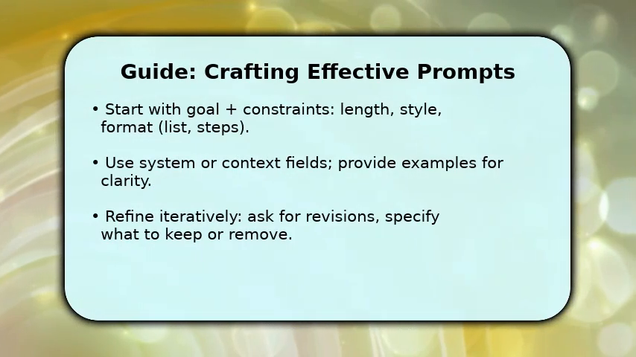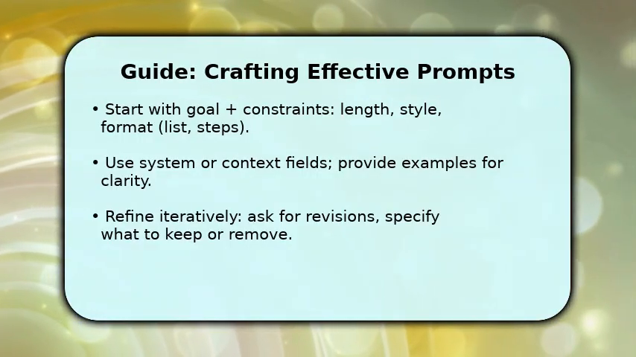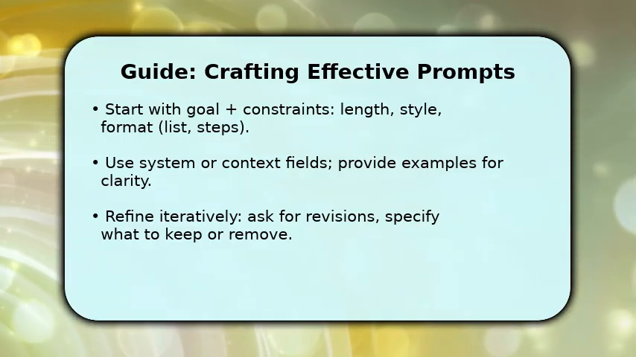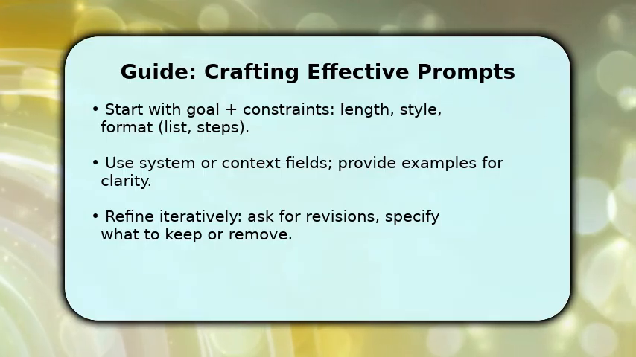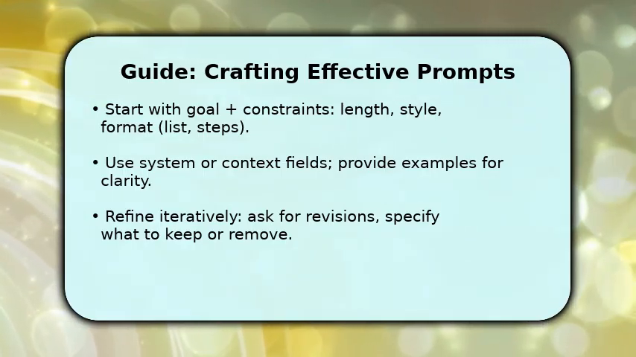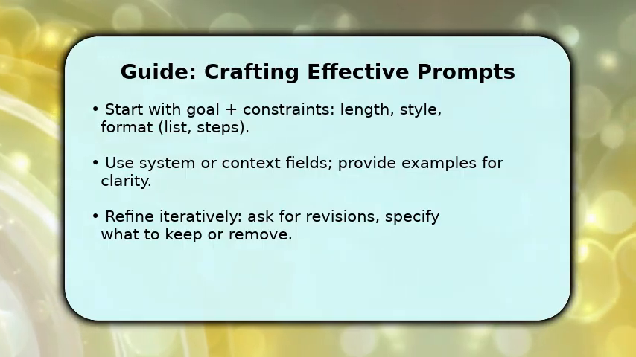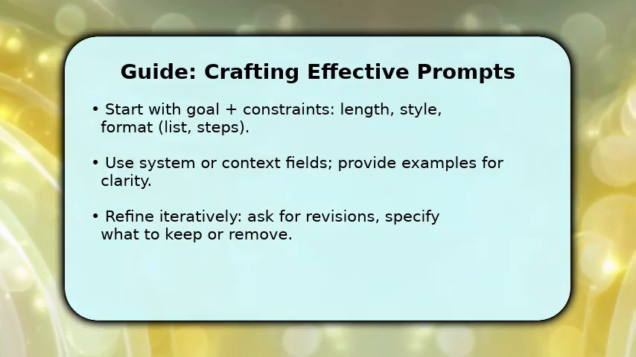Begin by stating your goal and any constraints, desired length, style, or specific format such as list or step-by-step. Use the system or context field to set long-term instructions and paste short examples to show the exact tone you want. Once you receive a response, refine iteratively. Request edits, ask the bot to simplify or expand, and highlight which parts to keep or delete.